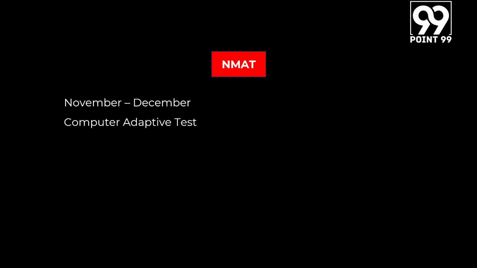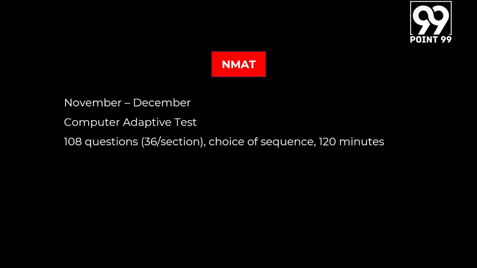So here we look at it as an adaptive test. The level of difficulty of the questions is predefined, and on the basis of your answers to the questions, you will be given a score on a particular band. Now there are 108 questions, 36 per section that you get. You have a choice of sequence. You will be able to attempt any section first, then second, then third. You will have to make this choice before the test begins, and the entire test goes on for 120 minutes.